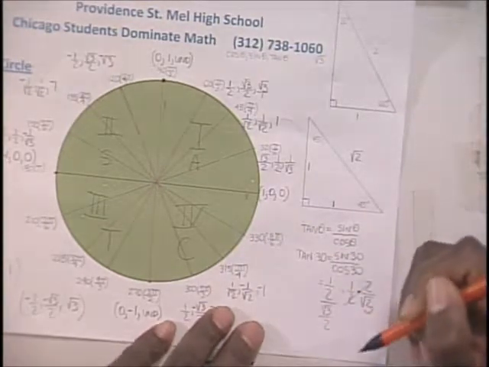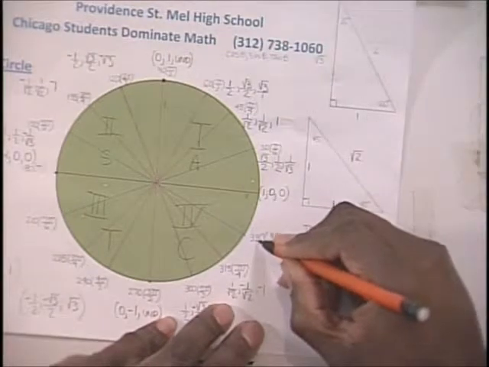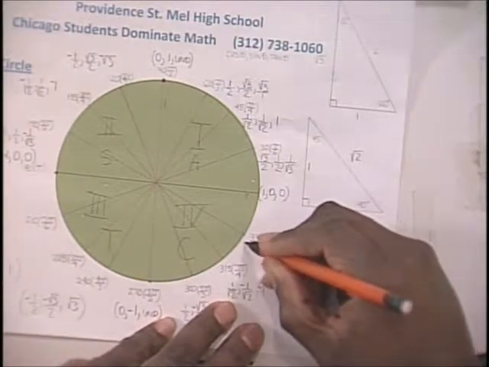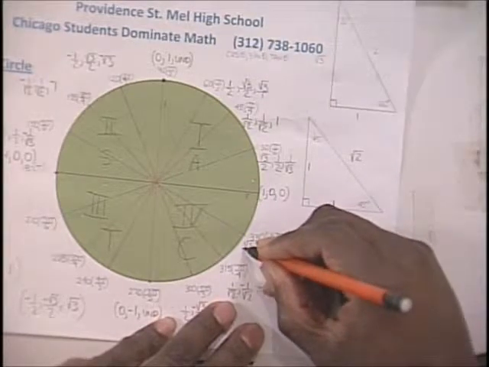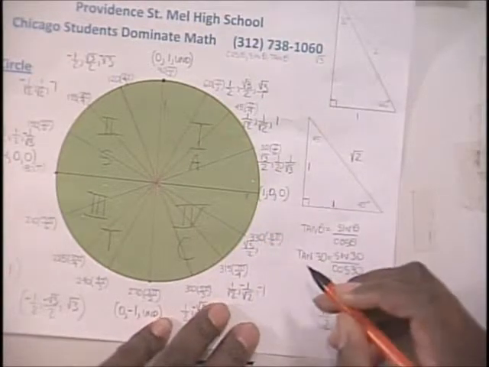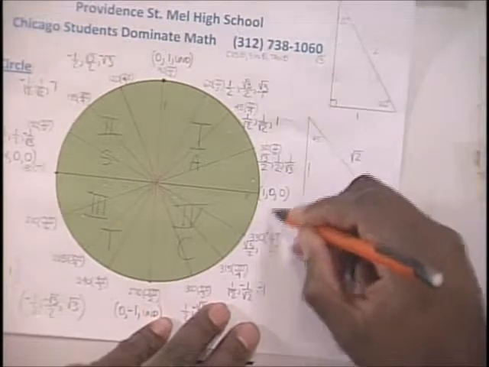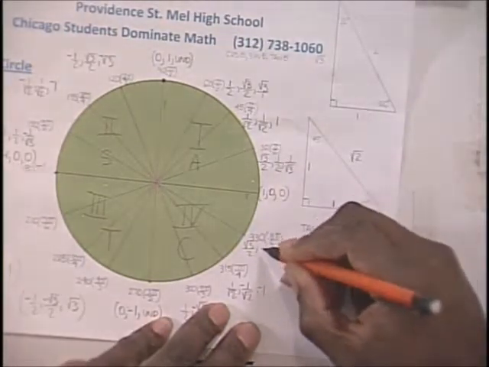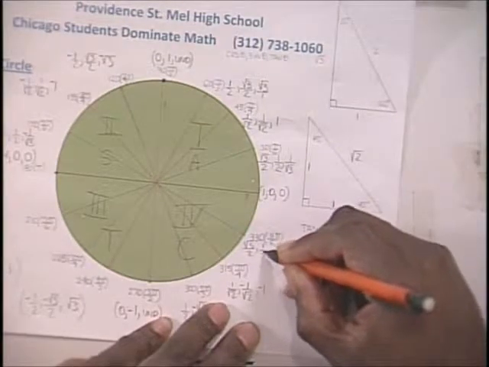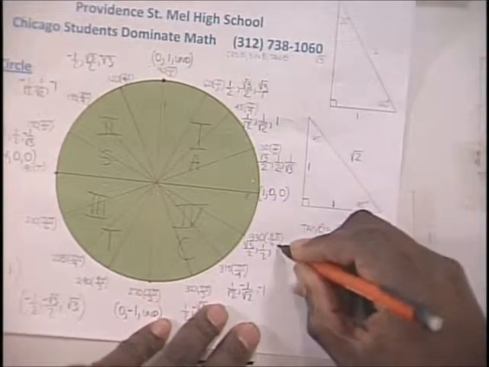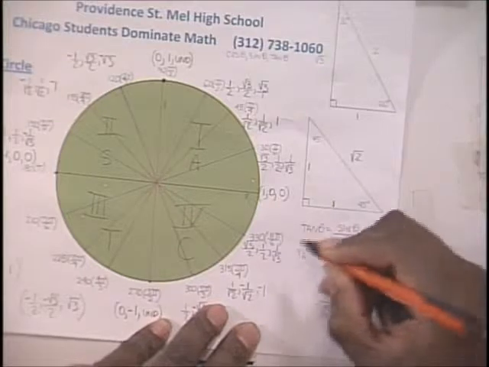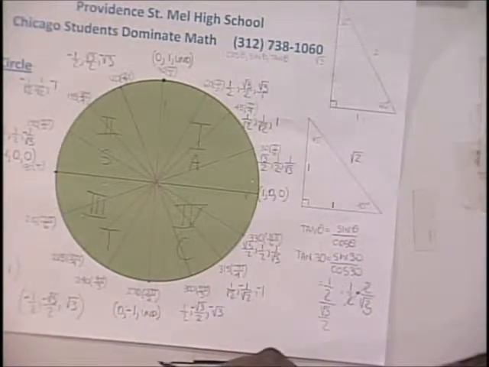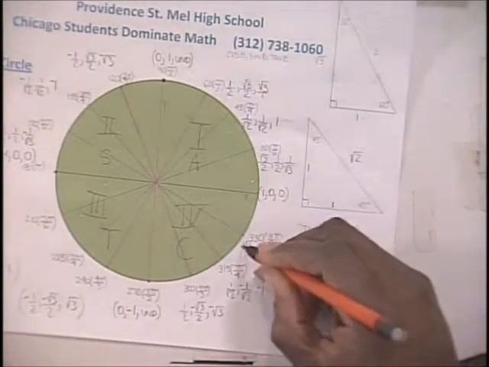The cosine of 330 is radical 3 over 2. The sine of 330, or the sine of 30, is 1/2, and the tangent of 30 is 1 over radical 3. But you have to remember that in this quadrant, cosine is positive. So this is positive, sine is negative, the tangent is negative.